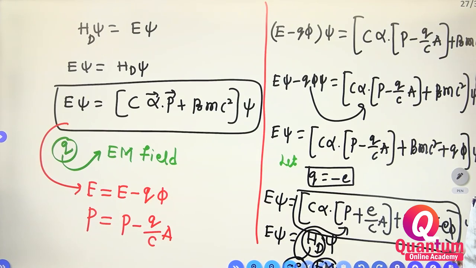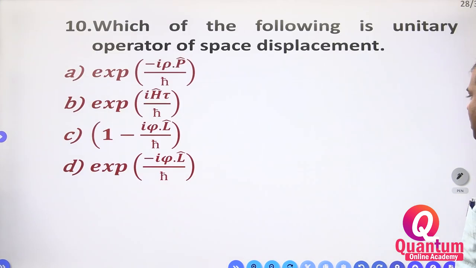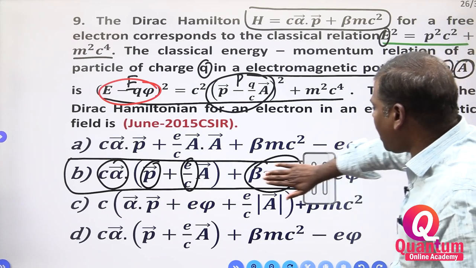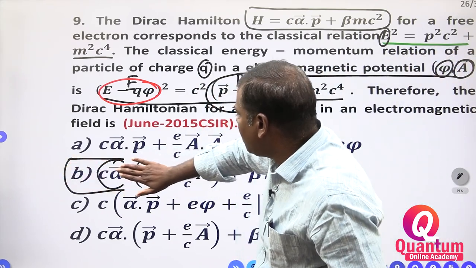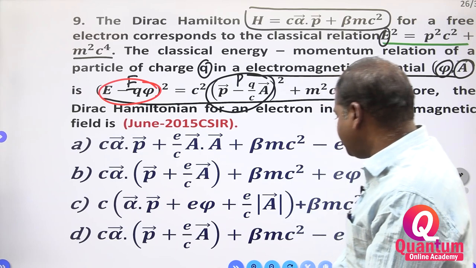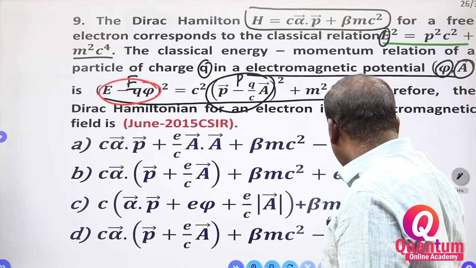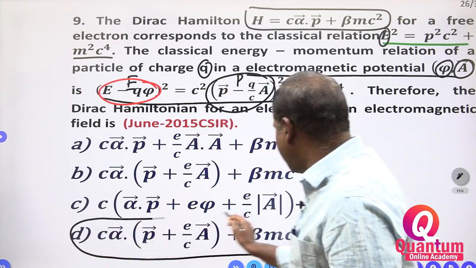Once you have to check it. So, plus here, minus is there, no? Minus we need to get. Okay, no problem. Minus means option D is correct. Not B, sorry. c into alpha dot P plus e by c into A, beta m c square minus e phi. Option D is correct.